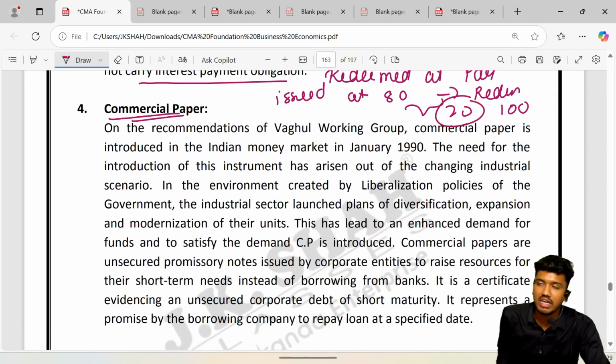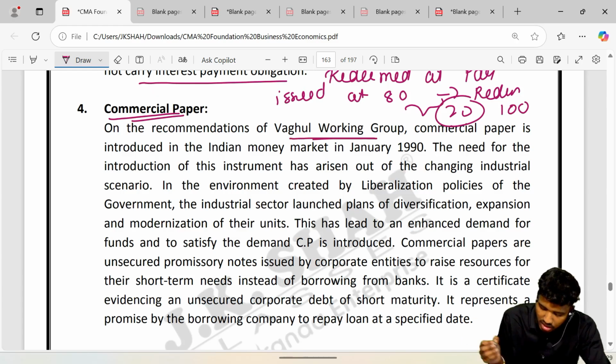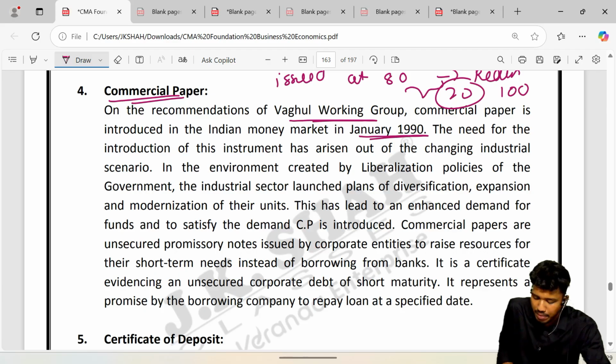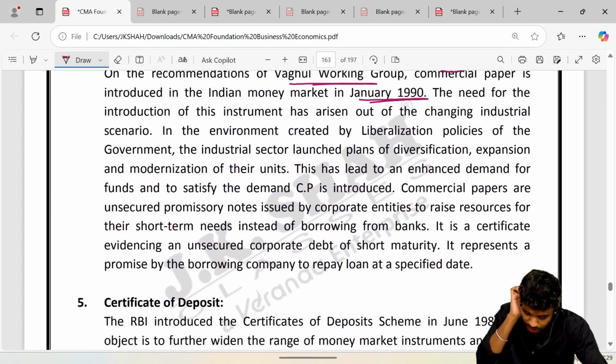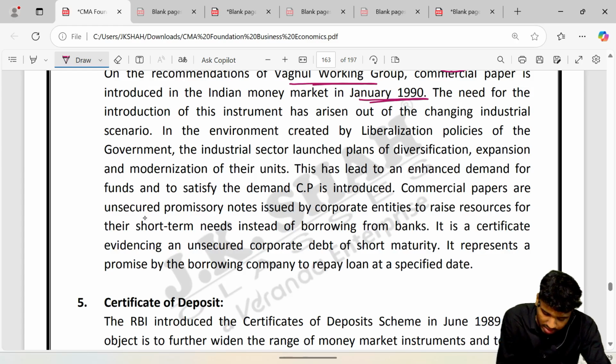Commercial paper is again an instrument which has been introduced by the Bagul committee in the year 1990, January 1990. Please highlight the things which I'm telling you. See, commercial paper is basically issued by companies. Commercial papers are unsecured promissory notes which are issued by corporate entities to raise resources for short-term needs instead of borrowing from banks.